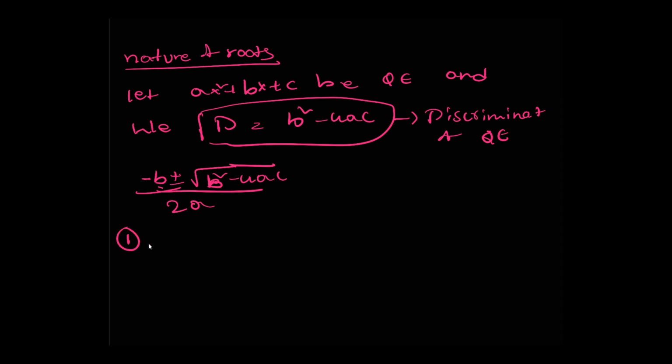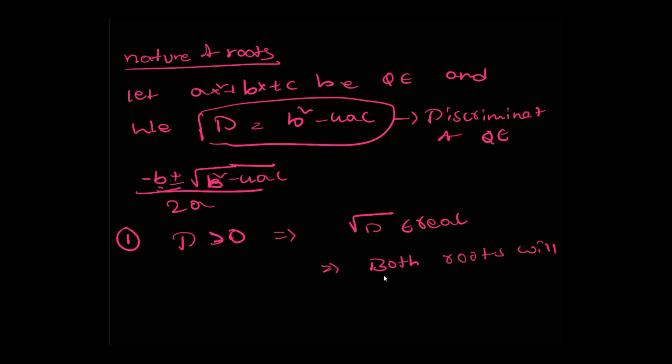Now, case 1. If D is greater than 0, that implies root over D will be real. That implies both roots will be real.